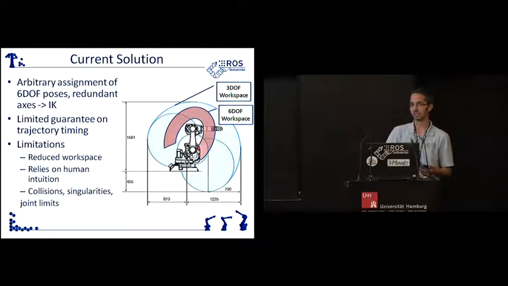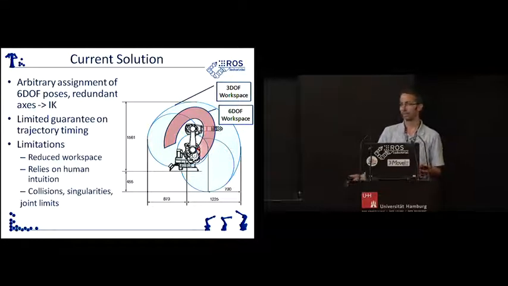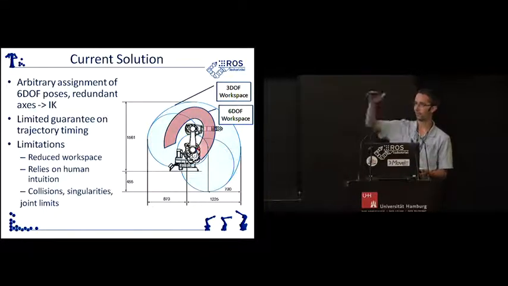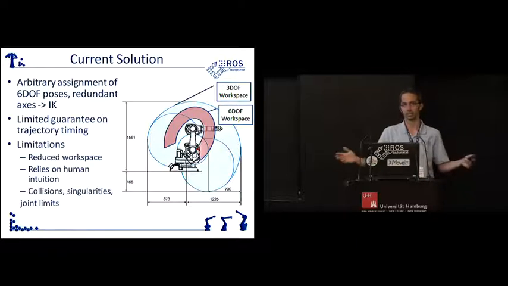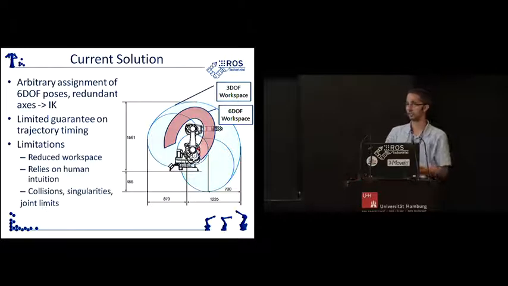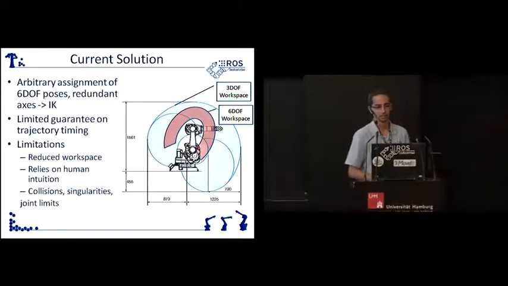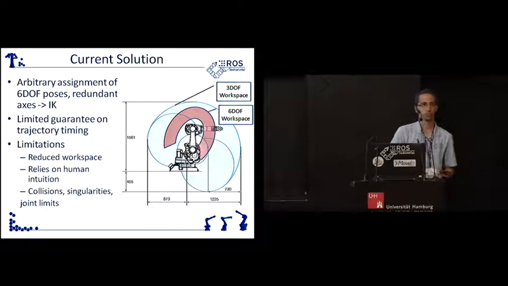Also, by setting these things, you may actually get your robot in a weird spot, like near a singularity, where then the timing of your trajectory becomes suspect. And for things like painting, you actually want very good timing on your trajectory because that's what guarantees you'll get an even coat. But if you do the traditional approach, that may or may not be true. You may not be able to guarantee timing. So what are the limitations of the current solution, the traditional industrial solution? Well, first and foremost, you get reduced workspace.